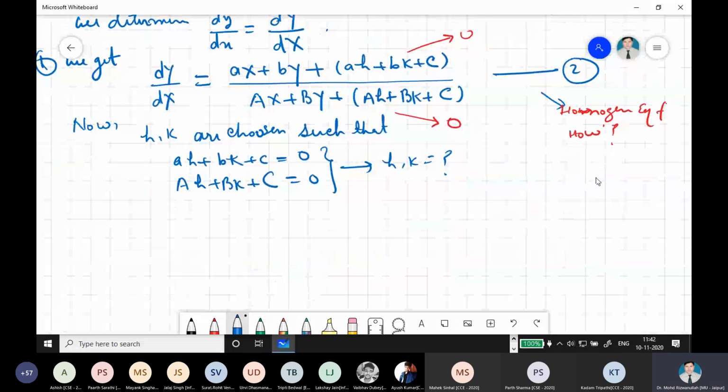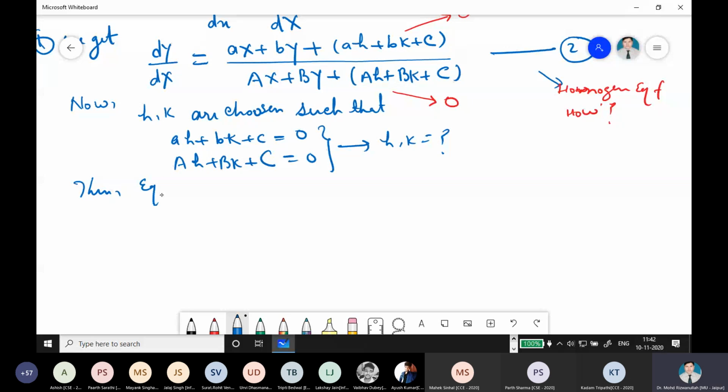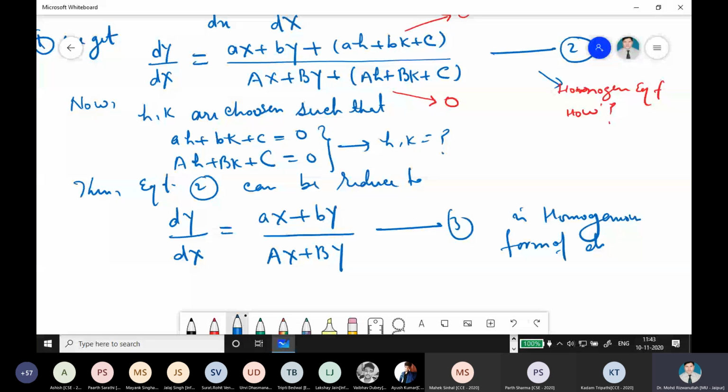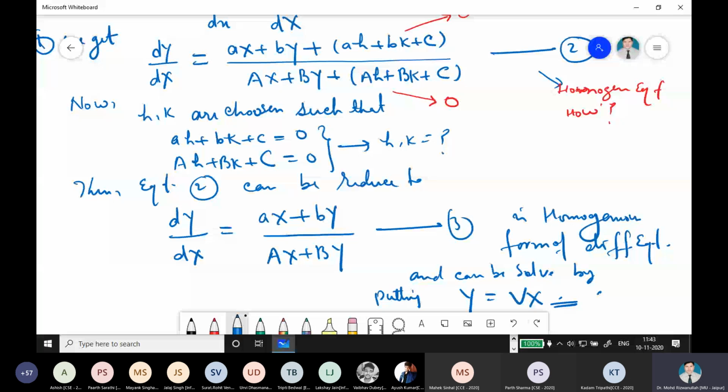So equation 2 can be reduced, if it will be equal to 0, then equation 2 can be reduced to dy upon dx equal to aX plus bY upon aX plus bY, and this equation number 3 is the homogeneous form of differential equation, and can be solved by putting capital Y equal to v capital X, and then I will write everything, it is not written anywhere in the book.